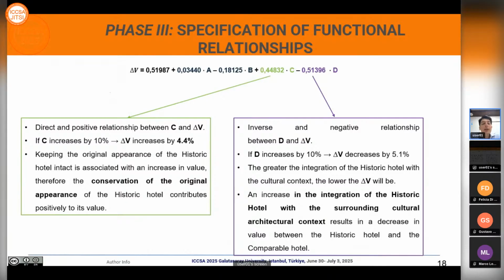For the variable D, we have an inverse and negative relationship. If D increases by 10%, the difference in value between the historic hotel room and the comparable hotel room decreases by 5.1%, and that means that an increase in the integration of the historic hotel with the surrounding cultural context results in a decrease in value between the historic hotel and the comparable hotel.